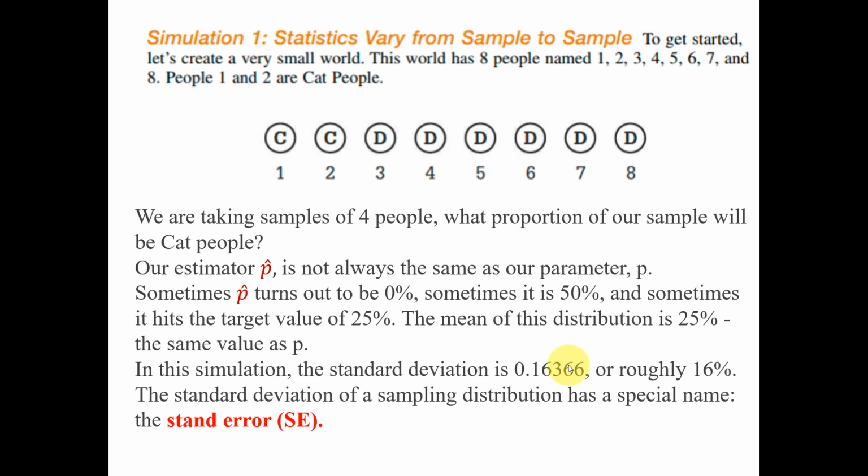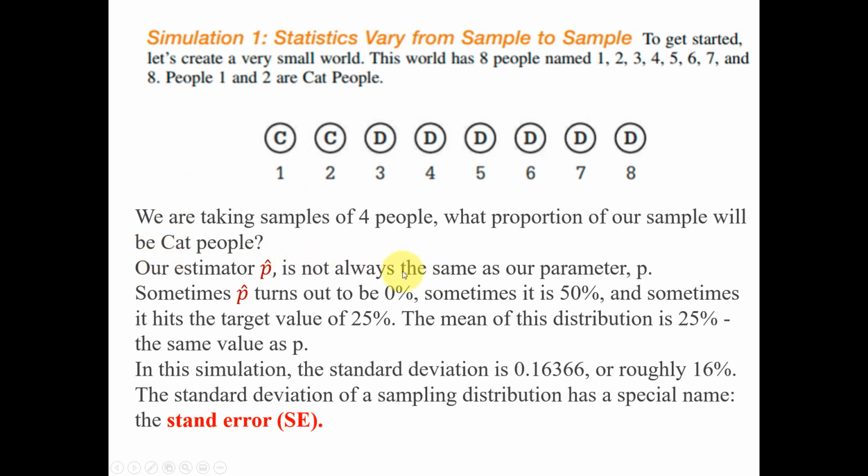Let's say we have a population of 8 people, and these 8 people are named 1 through 8. In this world, people only like cats or only like dogs. We have 2 cat people out of the 8, and we're taking samples of 4 people. What proportion of our sample will be cat people?